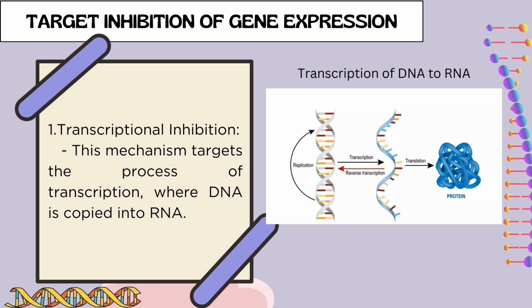Makikita nyo sa picture kung saan yung may double helix, yun yung DNA, and yung single helix is yung RNA. Ang transcriptional inhibition ay isang proseso kung saan pinipigilan ang pagkopya ng DNA sa RNA. Dito rin pinipigilan yung gene sa DNA na maging RNA, and once na maging RNA, yung DNA ay umuulit lang yung protein na meron yung RNA sa katawan natin.